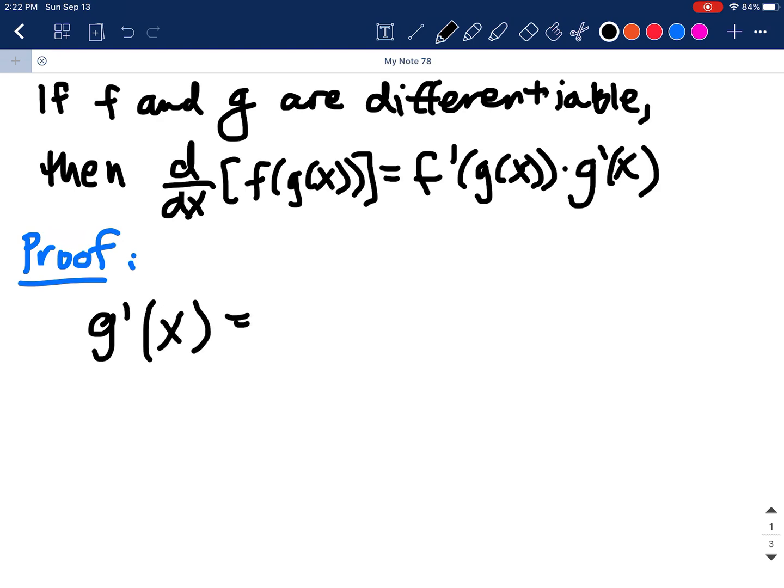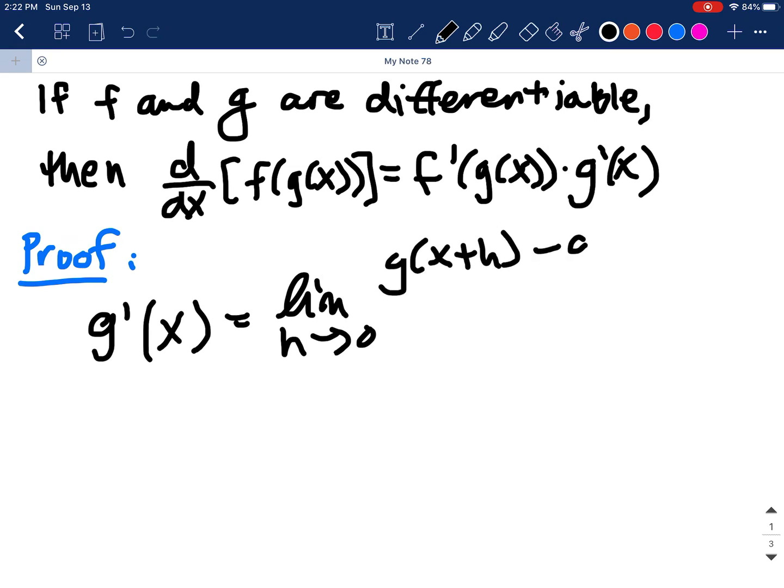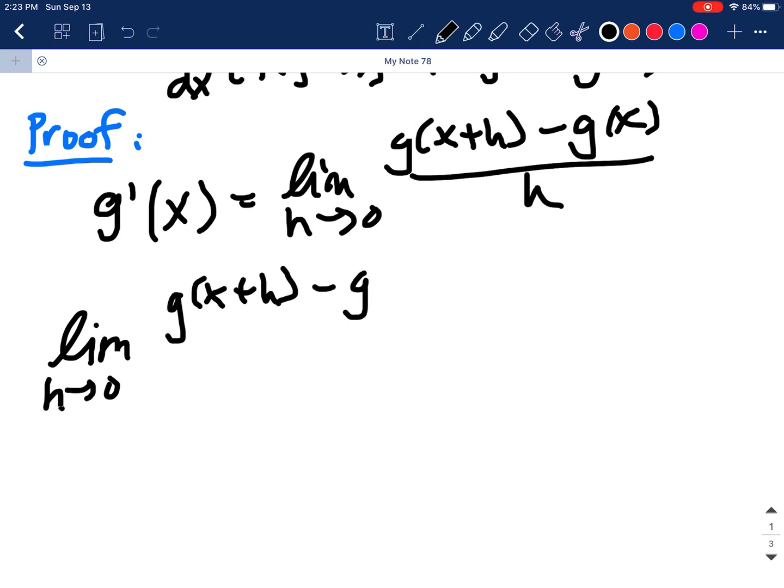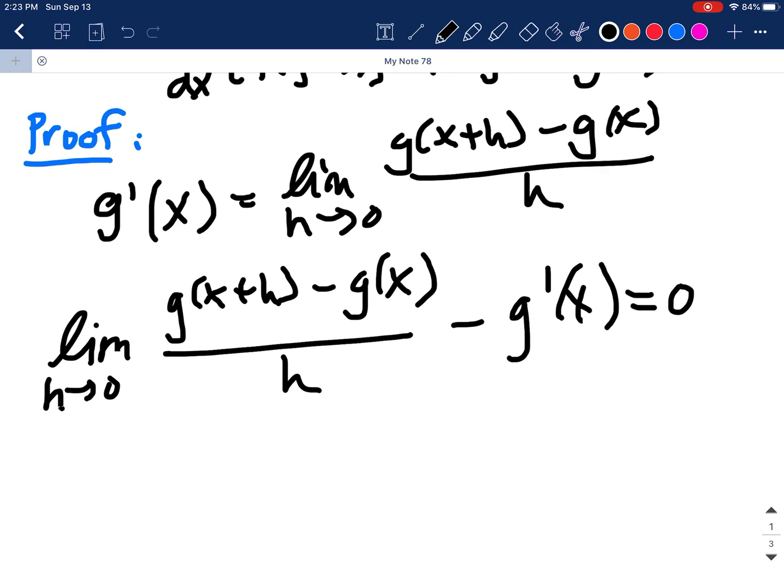So g prime of x is equal to the limit as h goes to 0 of g of x plus h minus g of x all over h. So our standard definition. But what I'm going to do with this equation is rewrite it slightly differently, because we're going to need to build up a little bit of machinery to work through our proof here. If I took the g prime of x on the left-hand side and subtracted it over, that would be the same as saying that the limit of the difference quotient minus g prime of x is equal to 0. Pretty obvious.